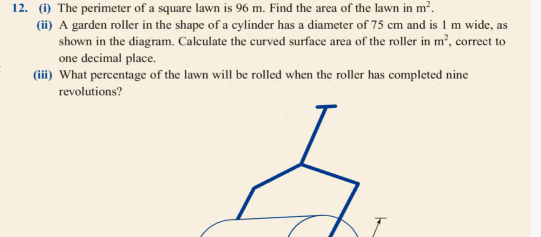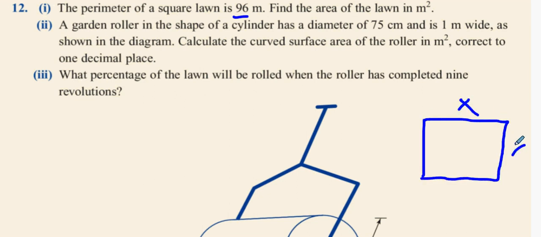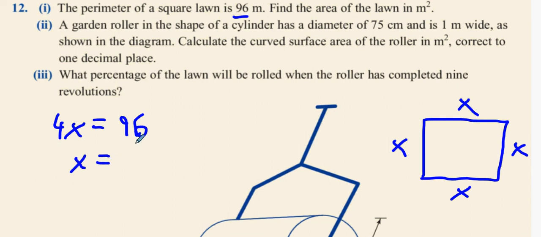Now, the perimeter of a square lawn is 96 meters. Find the area of the lawn in meters squared. Now, what does that mean? X plus X plus X plus X, so 4X equals 96. This means X equals 24. Is everybody happy with 24?